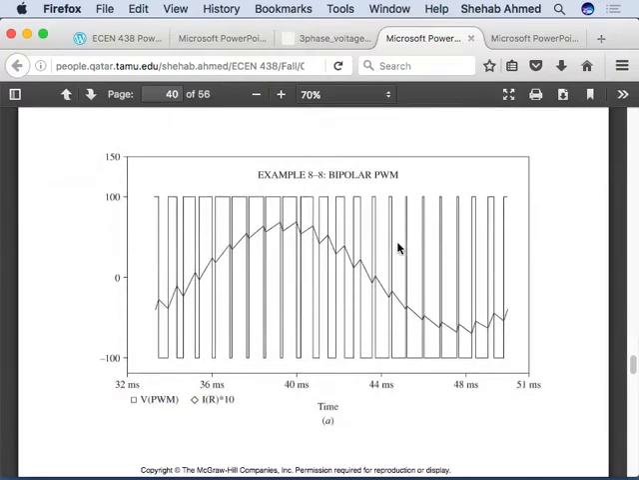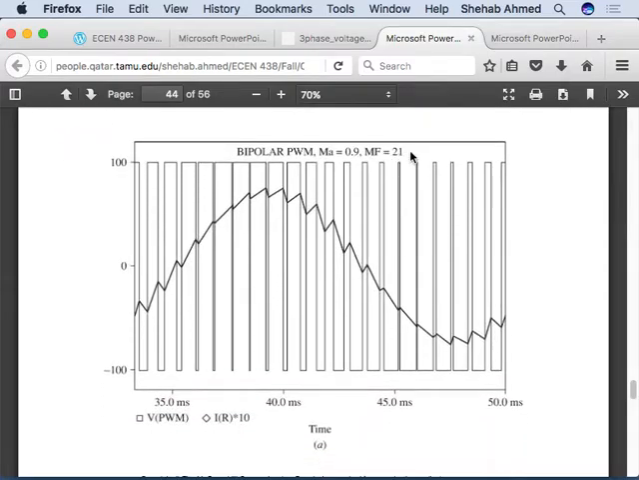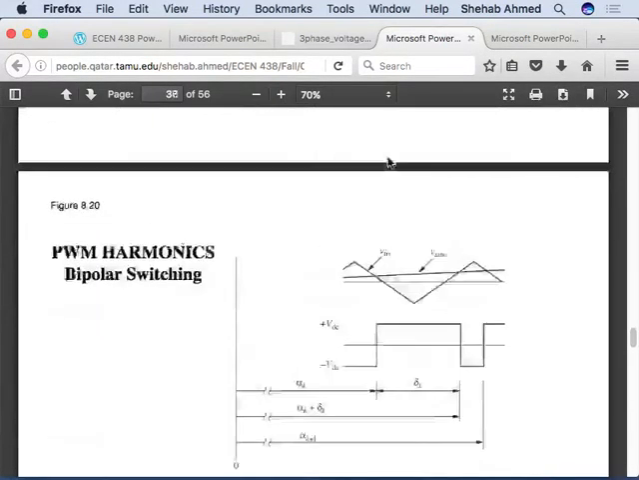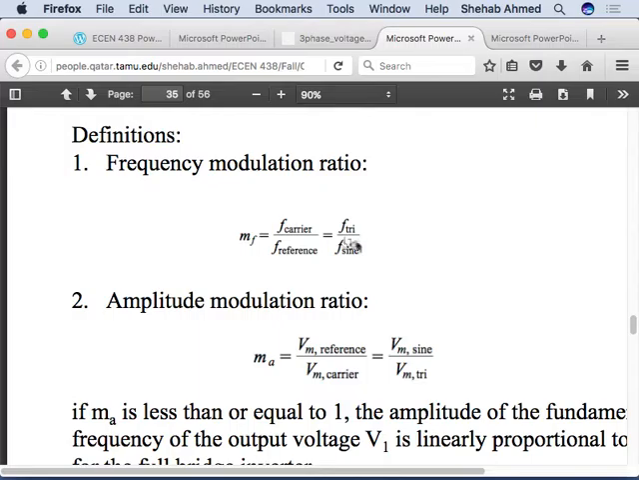They don't tell you. So the frequency modulation index controls what? The switching frequency. The definition, if you look here, is the frequency of your triangular waveform over the frequency of the sine wave. So if the frequency of the triangular waveform is 21 times the frequency of your sine wave, and your sine wave is 50 hertz, then your carrier or switching frequency would be 21 times 50 hertz. That's MF of 21.